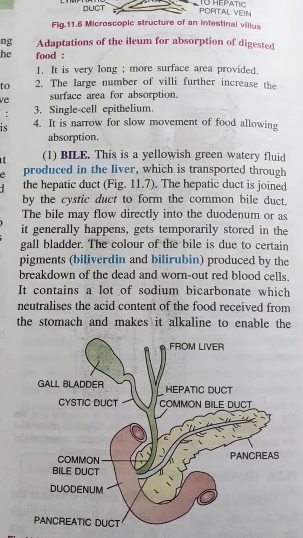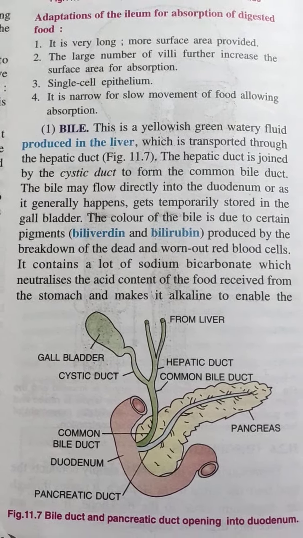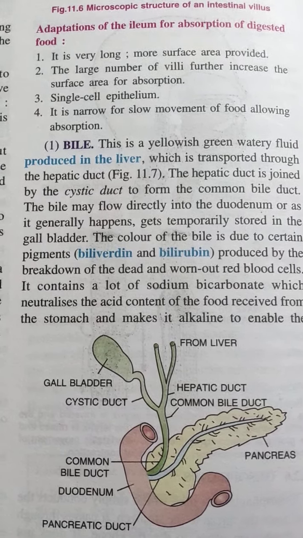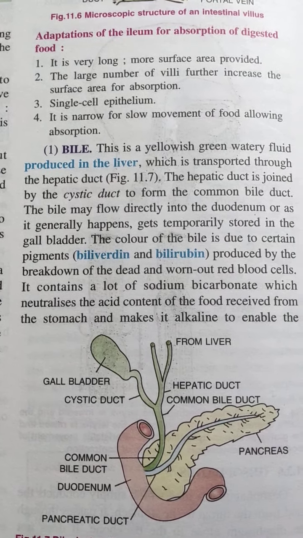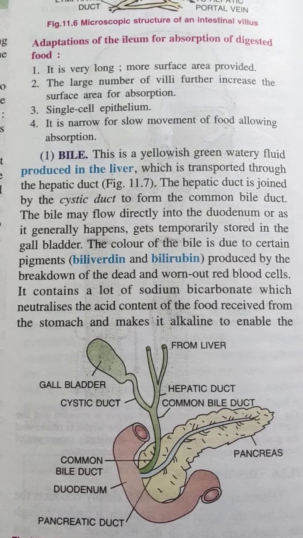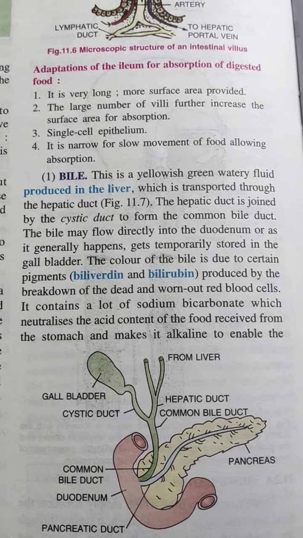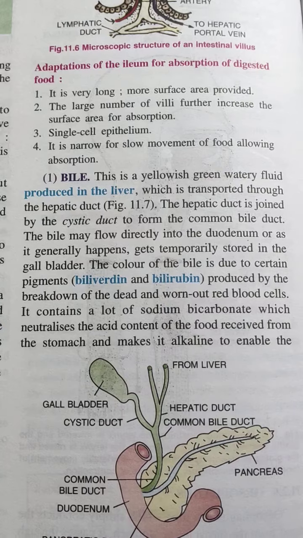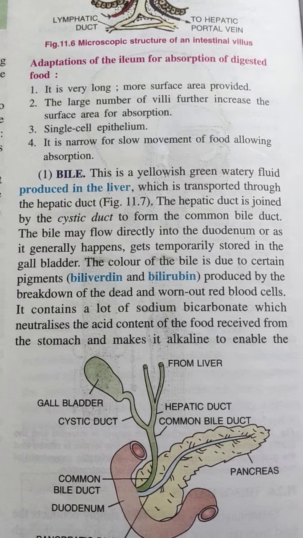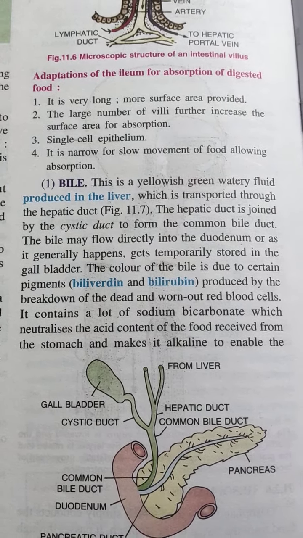Now, next we'll come to the bile. Now, this diagram is also very important, 11.7. The bile, it's a yellowish green watery fluid produced in the liver, which is transported through the hepatic duct. It is joined by the cystic duct to form the common bile duct. This line is very important.